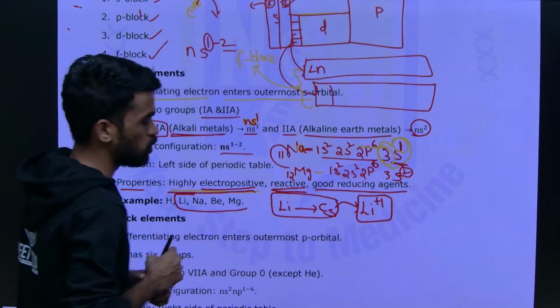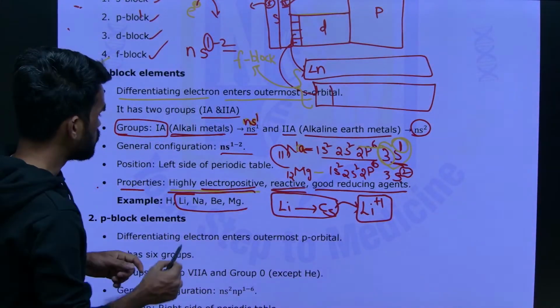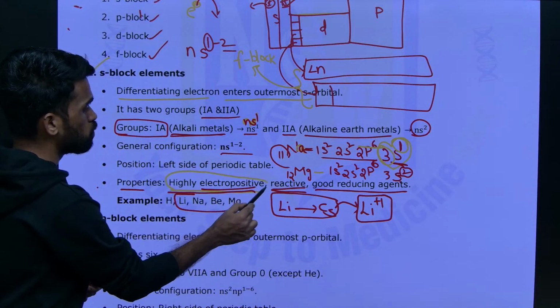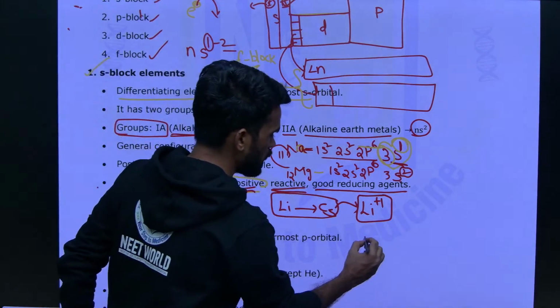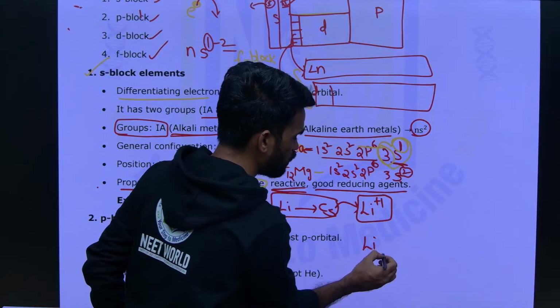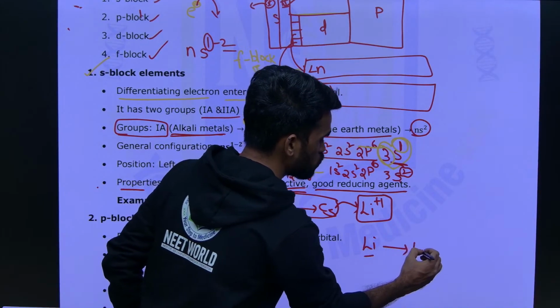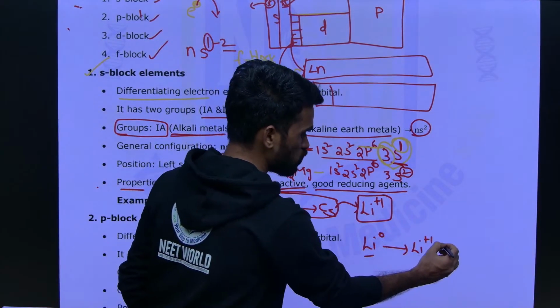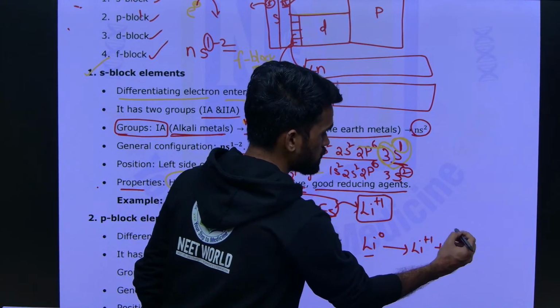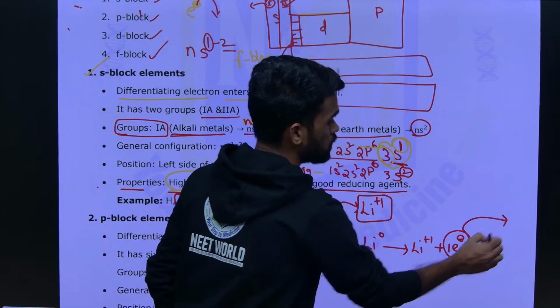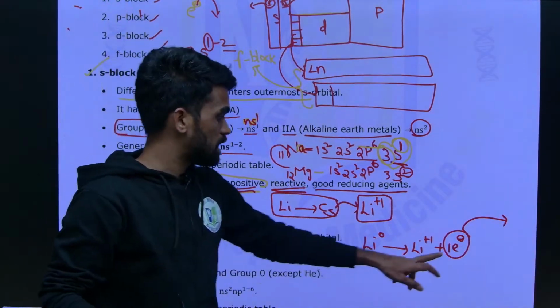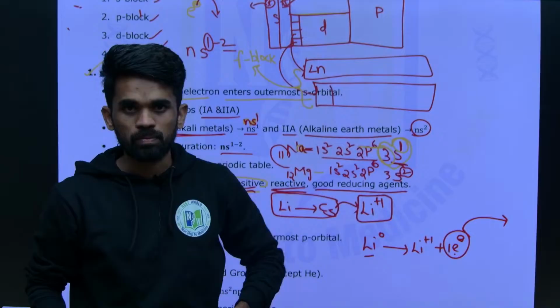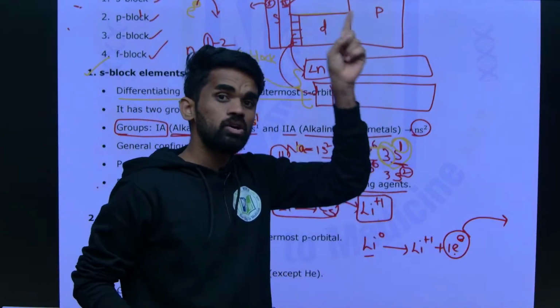What do we mean by reducing agent? Now what I told you, they are highly electropositive. If I take a lithium atom, it always tries to be in its positive nature, like +1. It means 0 converting into +1, meaning 1 electron is coming out. This electron is taken by another species. Now the one which is taking this electron will undergo reduction.